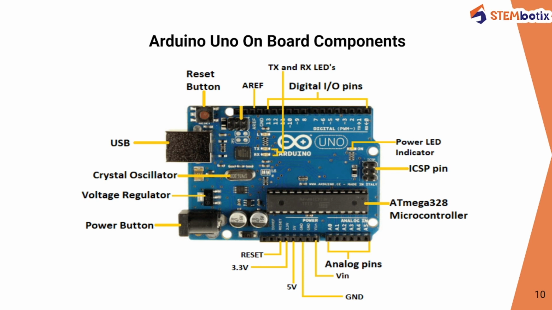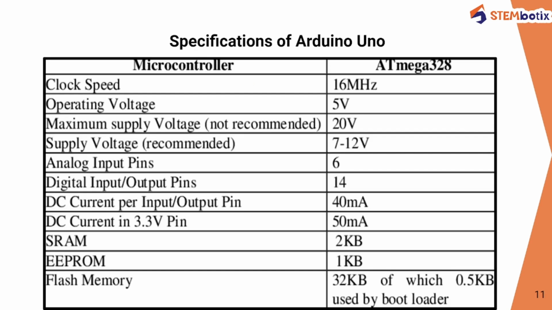So these are the different components which you can see on your Arduino Uno board. And these are the specifications of the Arduino Uno board. The microcontroller is the ATmega328. Its clock speed is 16 megahertz. Its operating voltage is 5 volts and the maximum supply voltage it can bear is 20 volts, which is not recommended, but it can survive up to 20 volts. The recommended supply voltage for this Arduino Uno board is 7 to 12 volts. Up to 12 volts it works perfectly fine.